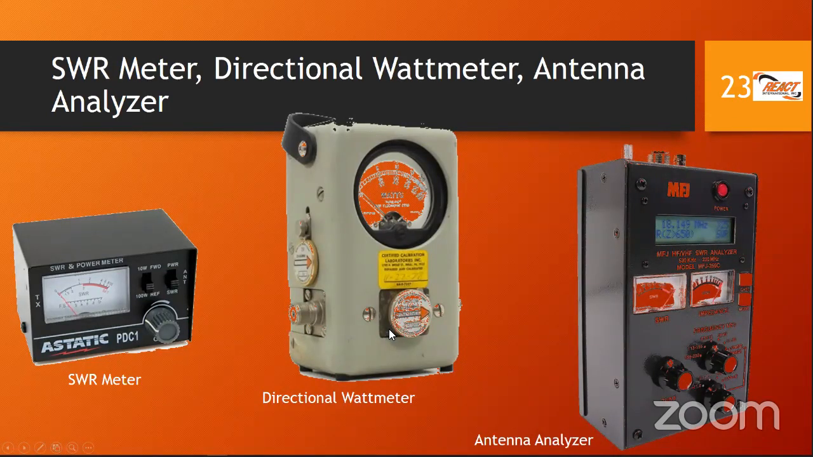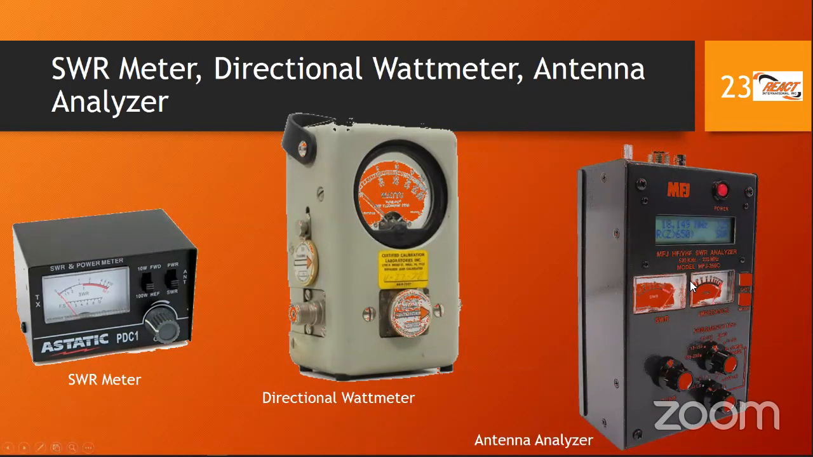Remember, we said that SWR is a ratio between the forward and reflected power, right? So it's a directional watt meter. You turn it in this direction, you get the forward power. You turn the switch into the opposite direction, you get the reflected power, and you can determine the ratio.